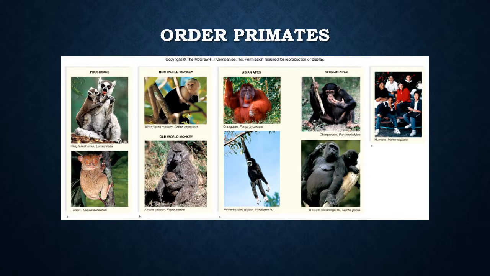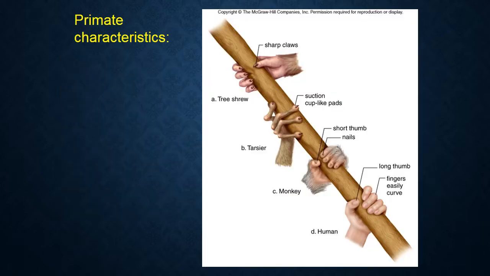Okay, so let's look at the order primates. So we have apes, we have monkeys, we have humans. So what are the characteristics that make primates primates? First is our opposable thumb and having a big toe. So even in this image, you can see the opposable thumb of the different primates.